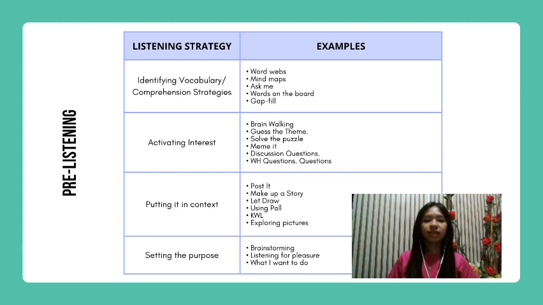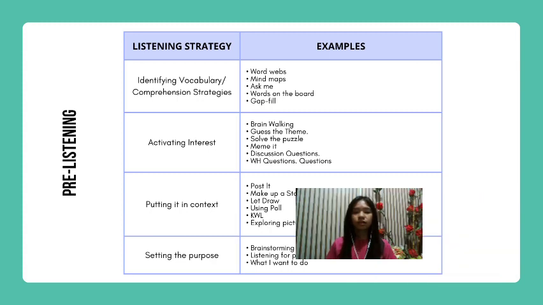And lastly, the gap fill. Write sentences with missing words. Ask students to choose one of the sentences and complete it with their own ideas. This not only tests their comprehension of the listening passage, but also encourages them to use the vocabulary in context.